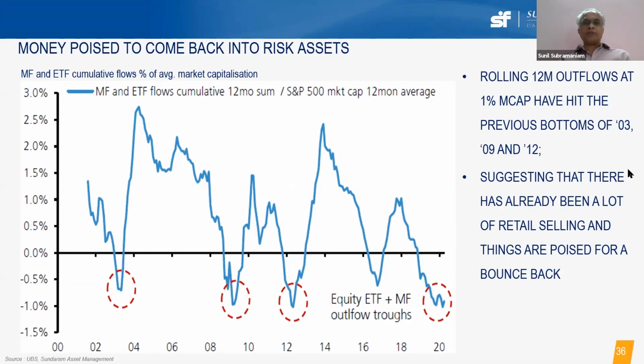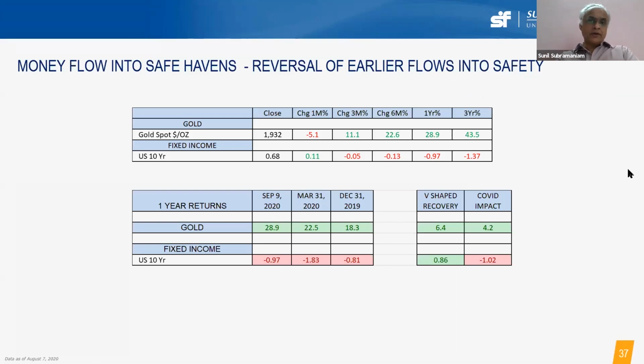And hence, if you see what happened in the crisis time, the 3-month and 6-month returns of safe havens like gold and the US 10-year are reflecting the flow there, but the 1-month return, showing a -5% for gold and a positive 0.11% for fixed income, indicates a reversal of the earlier flows into safety, back into risk. A comparison of the 1-year returns in the bottom table will show you that the 102 basis points COVID impact drop in the 10-year fixed income rates is now being reversed with the 86 basis points rise in interest rates, indicating that money is going out of the safe havens.